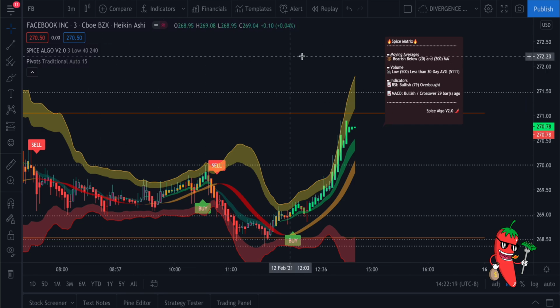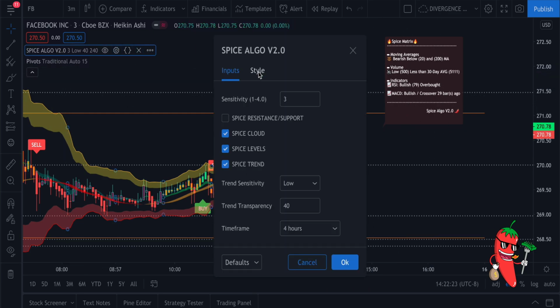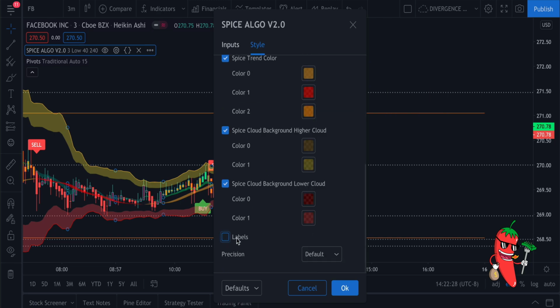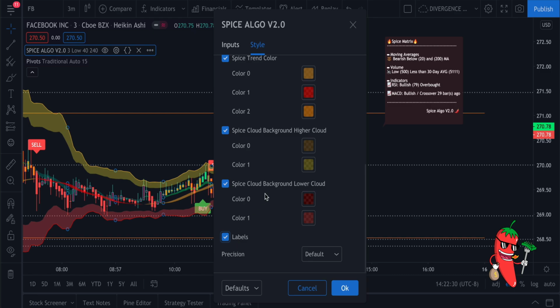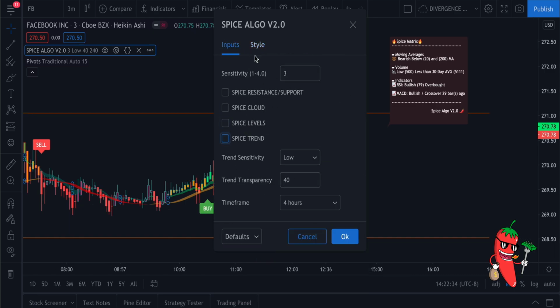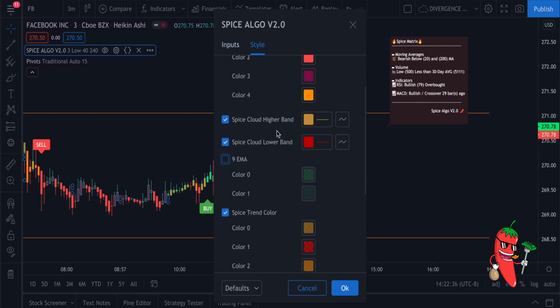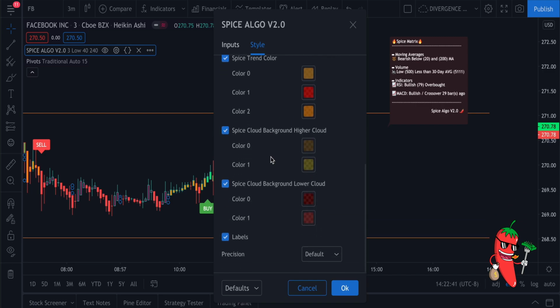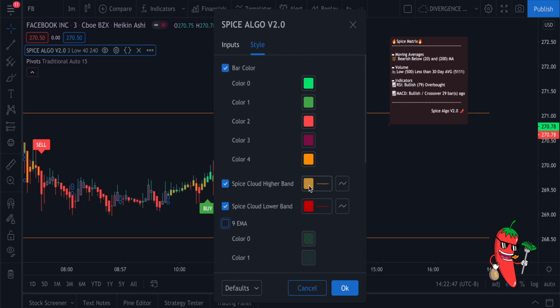Perfect. If you guys don't like it, if it just really annoys you, you could also disable it. So go to settings, go to style, go all the way to labels, and it will turn it off. Want to turn it back on, turn on labels again, and it will show up. But again, every single one of these buttons is responsive. If I wanted to take off the EMA, if I wanted to change any of these colors, you can. Spice trend color, I could change that. The spice cloud background, higher cloud color, lower cloud color, you could change it to whatever you want. You could even change the bar colors if you don't like it.